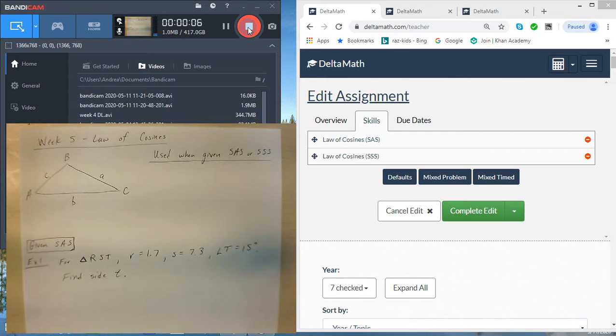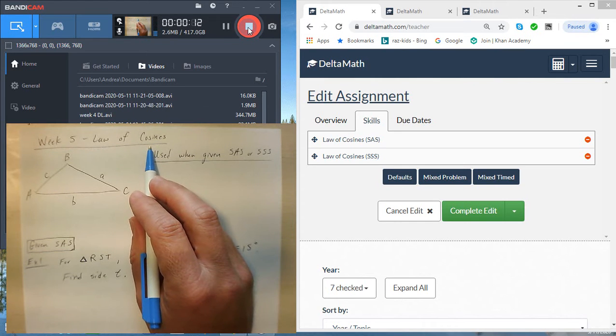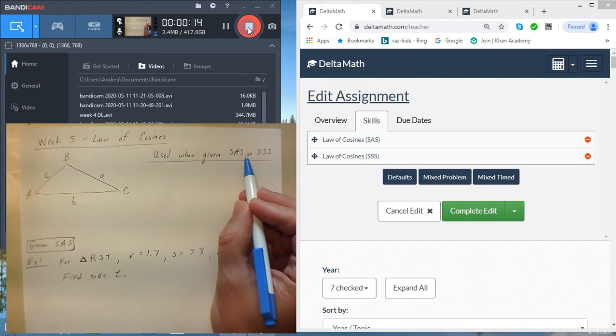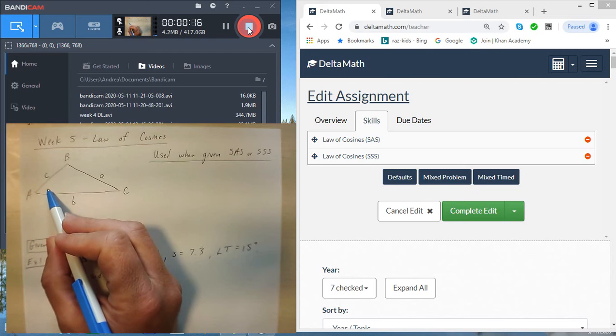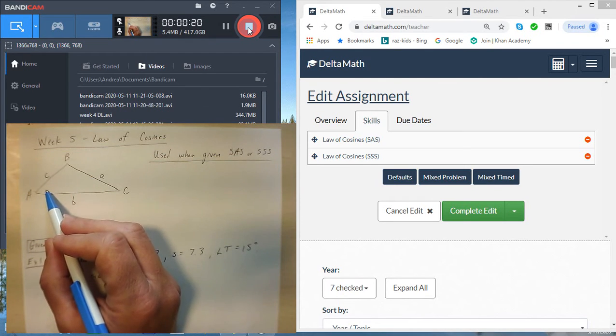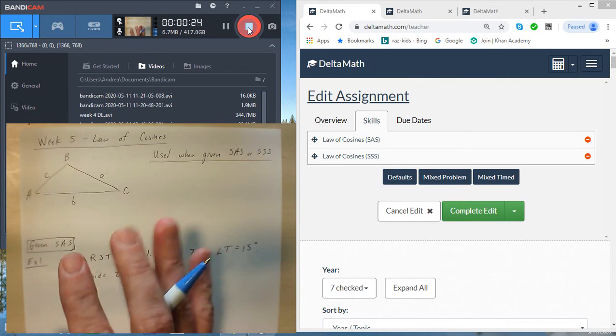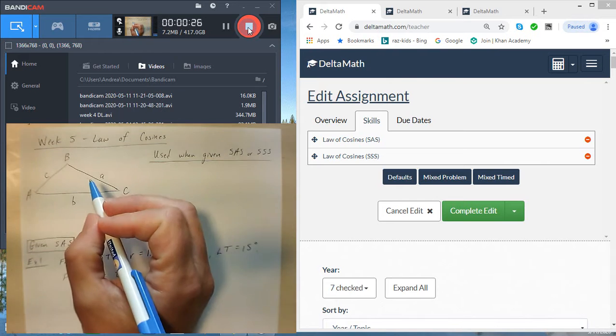Mr. Bell here, week 5, law of cosines. Let's get right at it. The law of cosines relates a side-angle-side relationship and the side directly across from the angle that's in that side-angle-side relationship. It'll be kind of confusing at first, but once you see this pattern, you'll catch right on to it.